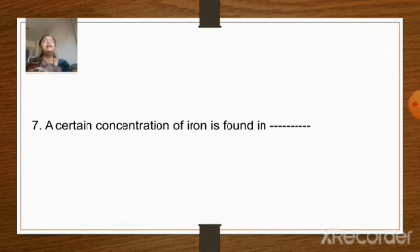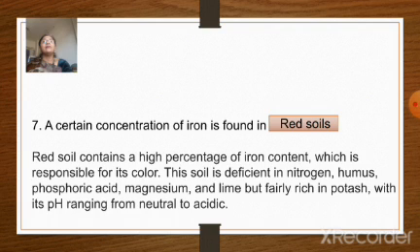A certain concentration of iron is found in red soils. Red soil contains a high percentage of iron content, which is responsible for its color. This soil is deficient in nitrogen, humus, phosphoric acid, magnesium, and lime, but fairly rich in potash, with its pH ranging from neutral to acidic.